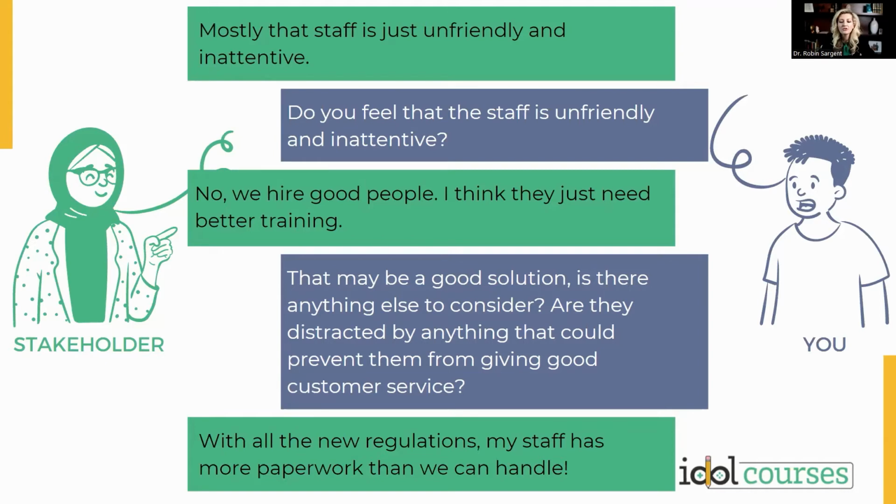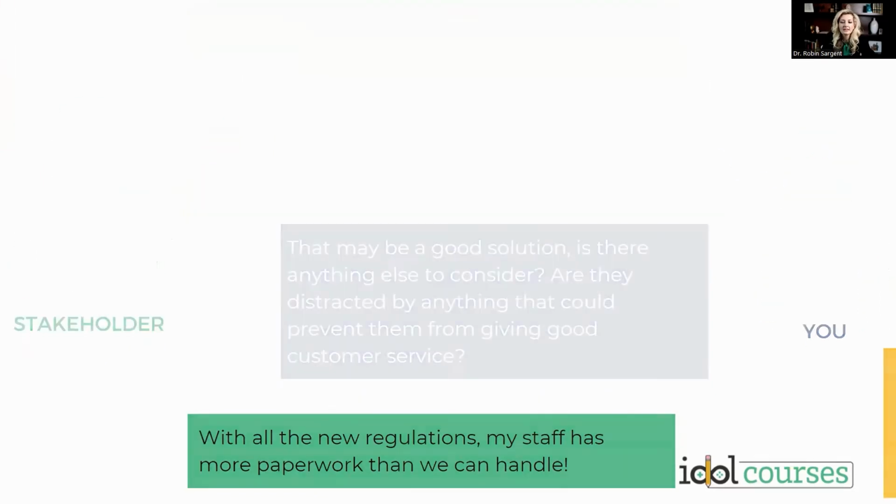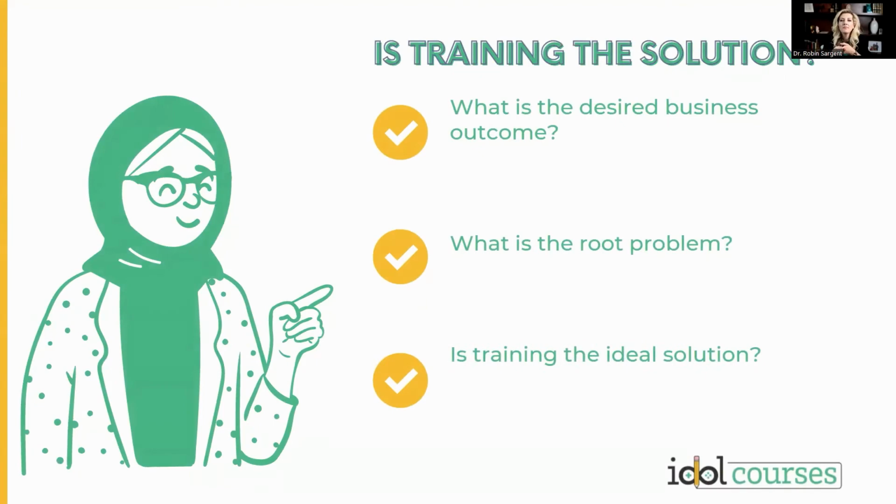All right, so I want you to think right now, what is the business outcome? What is the root problem? And is training the ideal solution? What's the business outcome? I'm waiting for you to type it in. All right, better customer service scores. Yes, increase customer service scores. We have to have one of those quantifiable words. All right, what is the root problem?